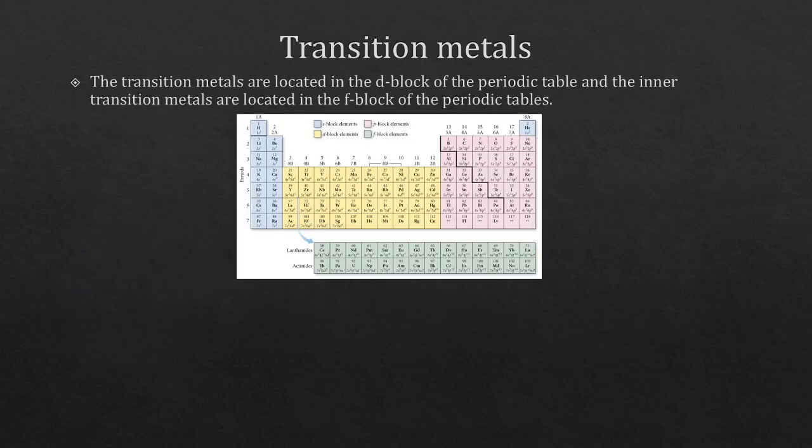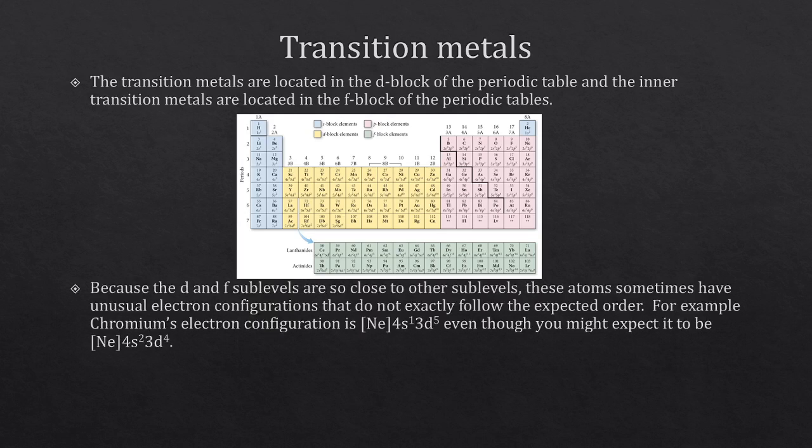So now what we're going to do is go through some of the different specific areas and talk about how their properties matter based on their valence electrons. The transition metals are located in the D block of the periodic table, and then you have the inner transition metals, which are located in the F block. Because the D and F sublevels are so close to other sublevels, these atoms sometimes have unusual electron configurations. This is what I was talking about in my last video. So they're not always going to show up in your expected order.